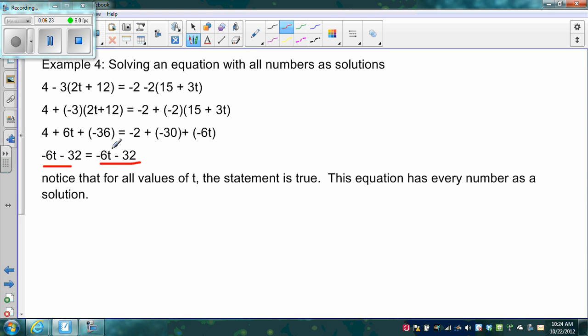So any number you ever plug in for t, it's always going to be true. So this equation has every number as a solution. It doesn't matter what you plug in, it's always going to be a true statement.